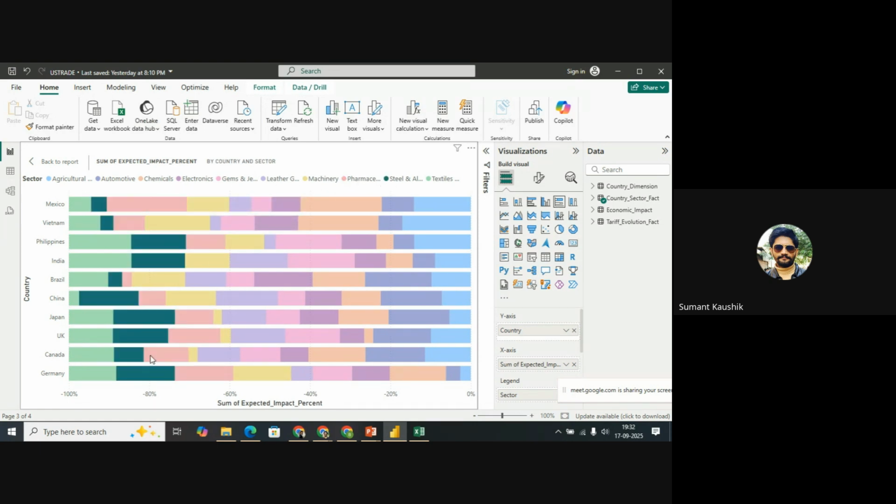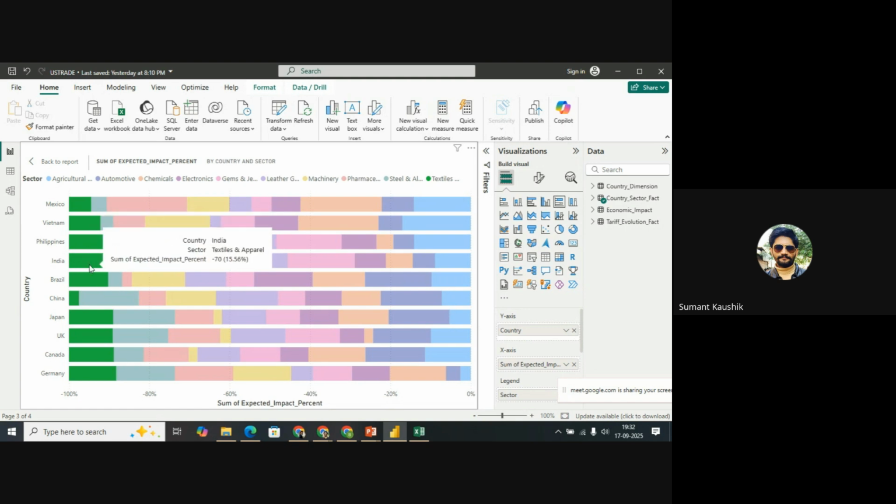If we take the case of steel and aluminum, the highest impact will be in the case of Germany and China. And at last, the textile. In textile sectors, the only two countries which will be facing the highest impact would be India and Philippines.